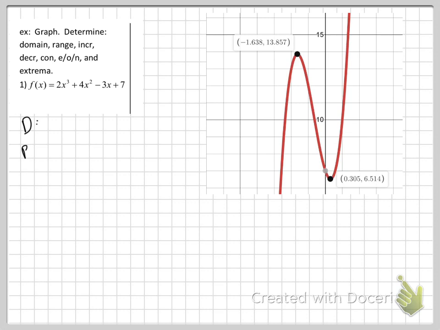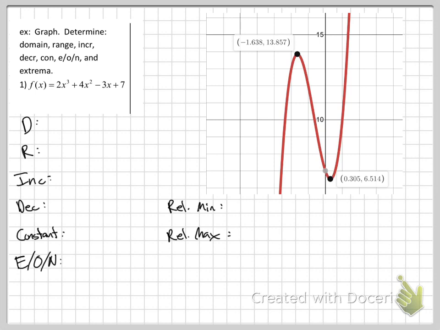We're going to find domain, range, increasing, decreasing, constant, even, odd, neither, min, and max. I'm going to go over here. Relative min is what I should say, and relative max.